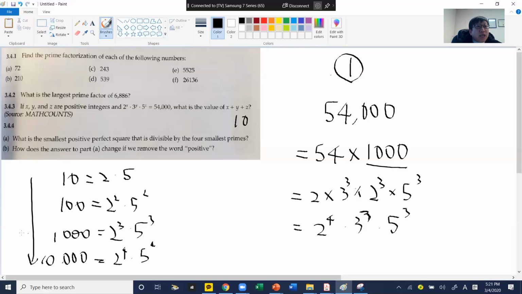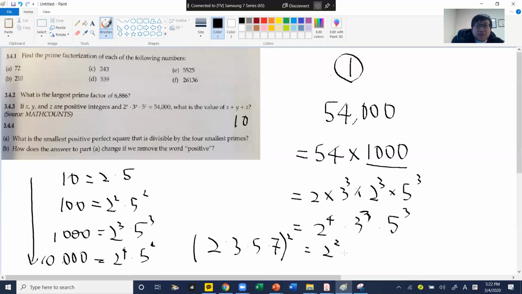Okay, did you try the number 4? What is the smallest possible perfect square? How can you understand a perfect square number? A perfect square number means something squared, right? But this number must have the 4 smallest prime numbers, right? 2, 3, 5, 7. But there must be a perfect square number, so you have to square them all, right?